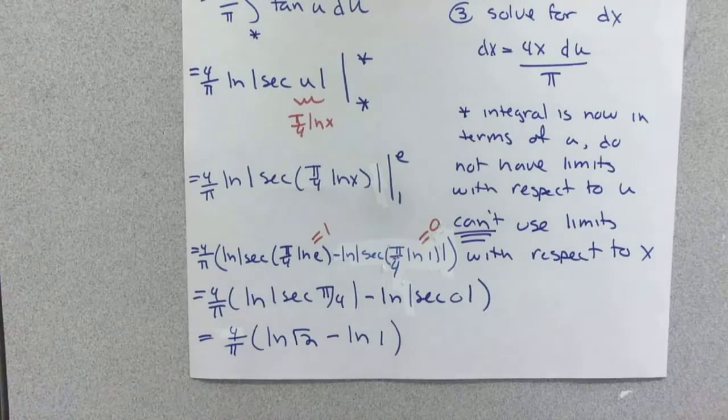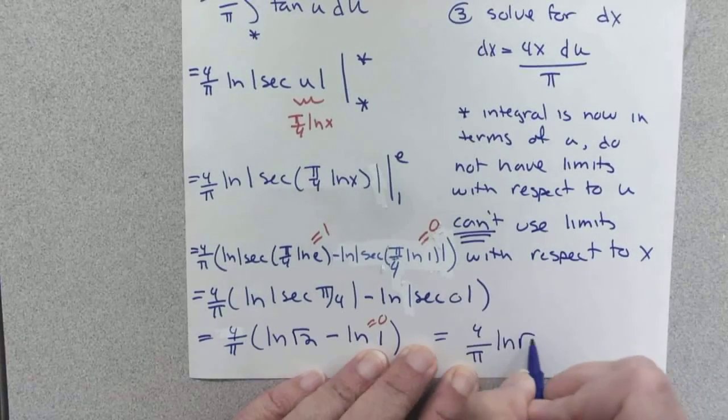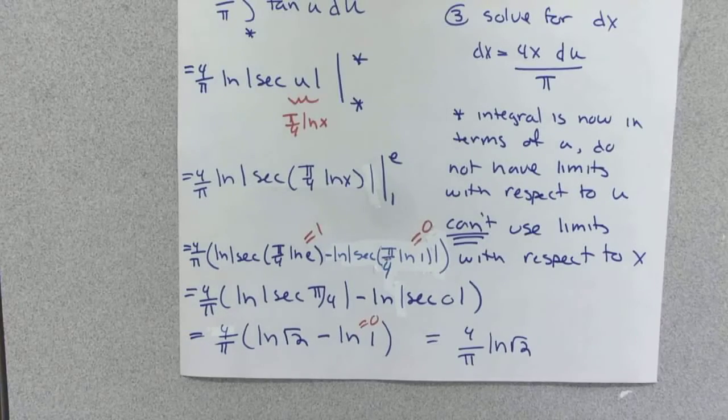And again, if you're having problems with that, change it to sine and cosine. Secant of pi over 4 would be 1 over cosine of pi over 4. That'd be 1 over square root of 2 over 2, which simplifies to square root of 2. Secant of 0 would be 1 over cosine of 0. Cosine of 0 is 1, so 1 over 1 is 1. And again, that natural log of 1 is 0. That's going to creep up over and over again. So I got 4 over pi natural log of square root of 2. And that's a perfectly good answer.